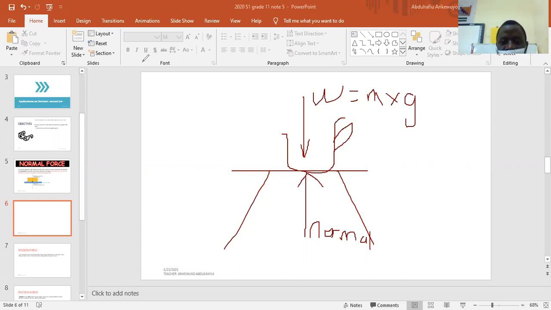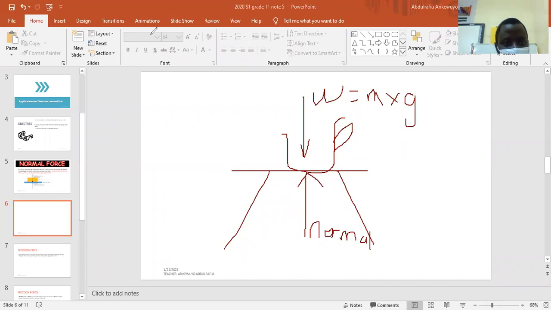It is always acting between two solid surfaces that are in contact. It is important you know that, number one, the two surfaces have to be solid. Number two, they have to be in contact, meaning they have to be touching each other.